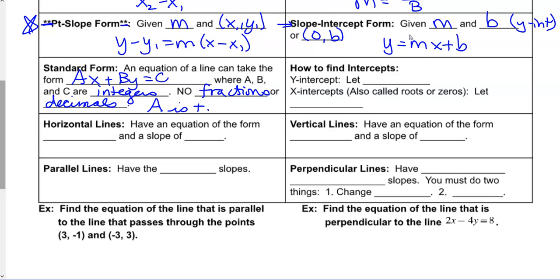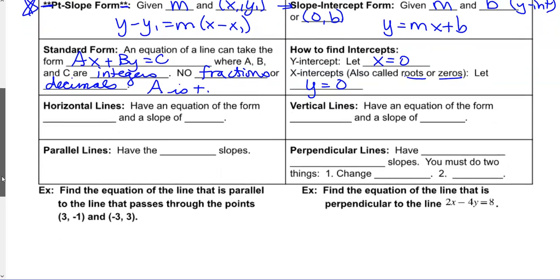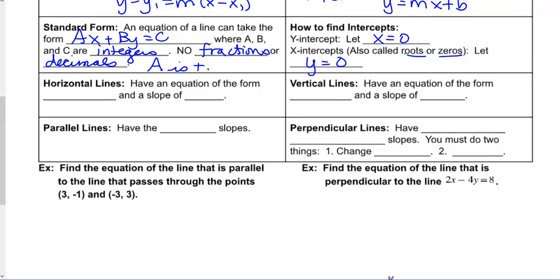I mentioned what a y-intercept looks like, where x is equal to 0. So if I'm trying to find the y-intercept, we're going to let x equal 0. If I want to find the x-intercept, which is also what we referred to previously as the roots and zeros, then we're going to let y equal 0. Sometimes when you're graphing a line, it's a lot easier to graph the intercepts and use this method than it is to put it into y equals mx plus b form and graph using slope-intercept form.